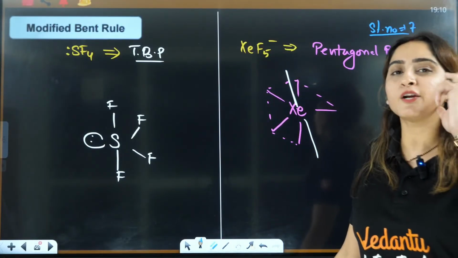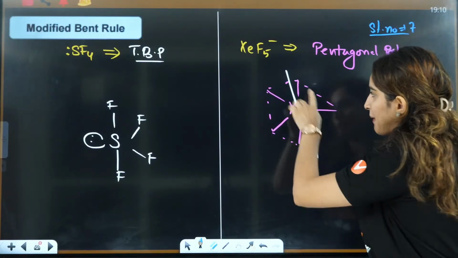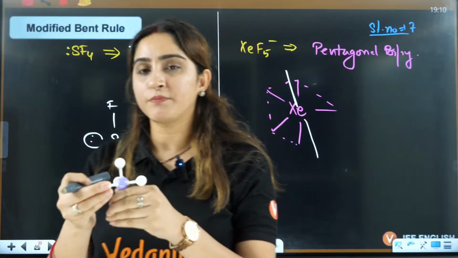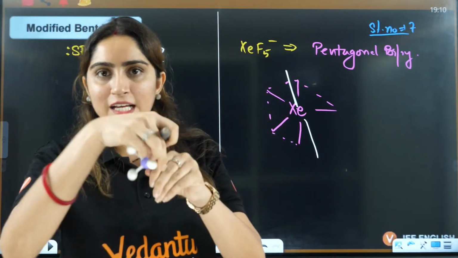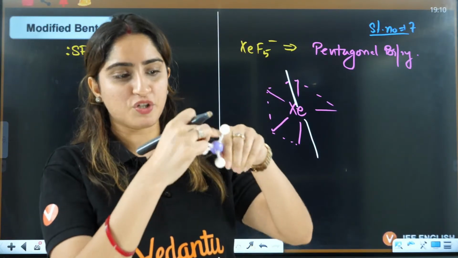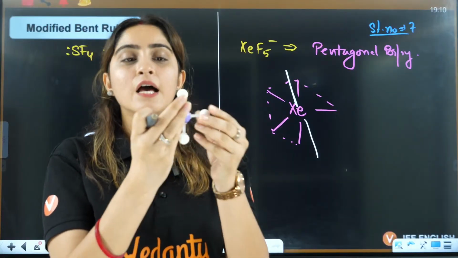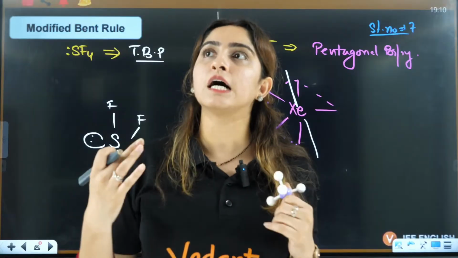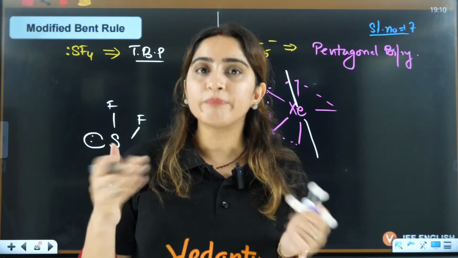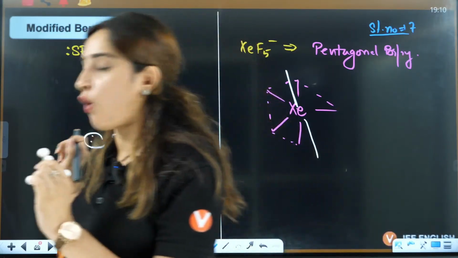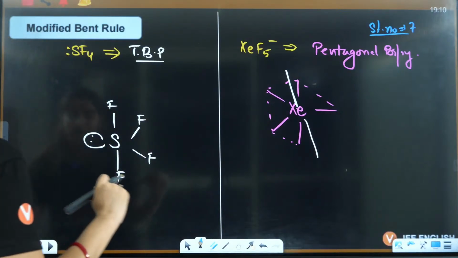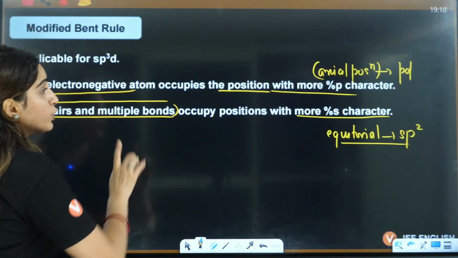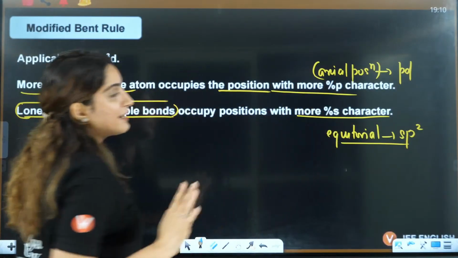Now if you just learn that it goes on the equatorial position, then the pentagon is the equatorial position. Like for trigonal bipyramidal, the triangle is the equatorial position. If you put it here, the pentagon will be the equatorial position, right? If you just learn that lone pairs go on the equatorial position, then you will do it wrong. Because we know that the lone pair should be placed where you have more percentage S character.